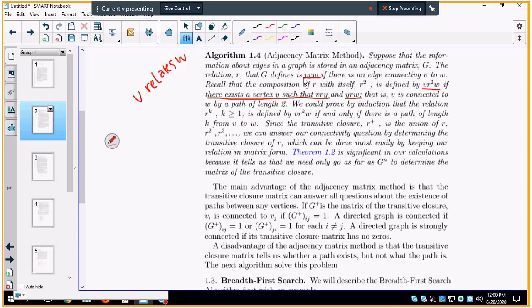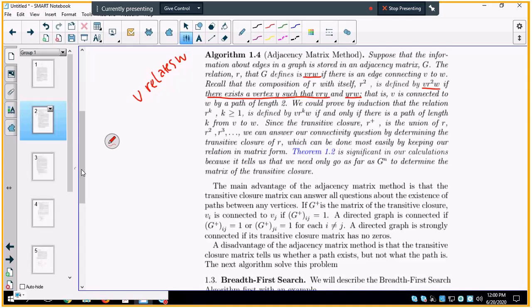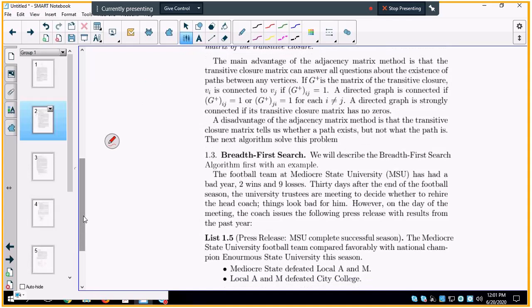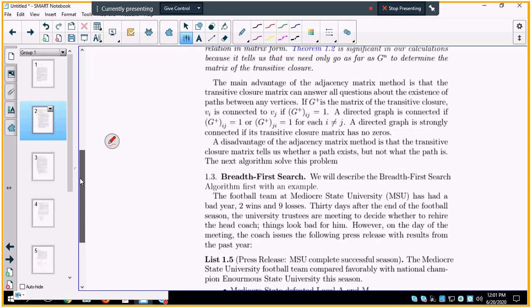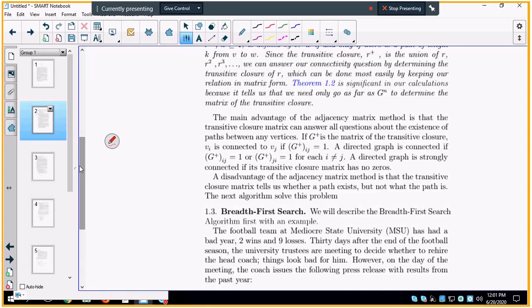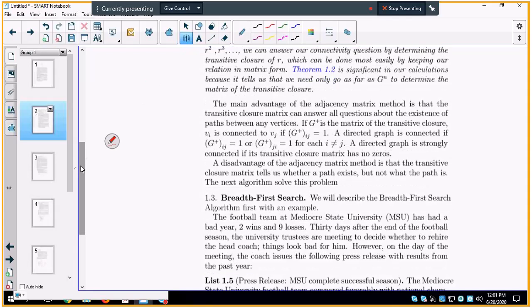Okay, so the main advantage of the adjacency matrix method is that the transitive closure matrix, and there's more information about what that matrix is in the paragraph above, can answer all questions about the existence of paths between any vertices. So using adjacency matrices, we can answer questions about the existence of a path. And a directed graph will be strongly connected if its transitive closure matrix has no zeros.